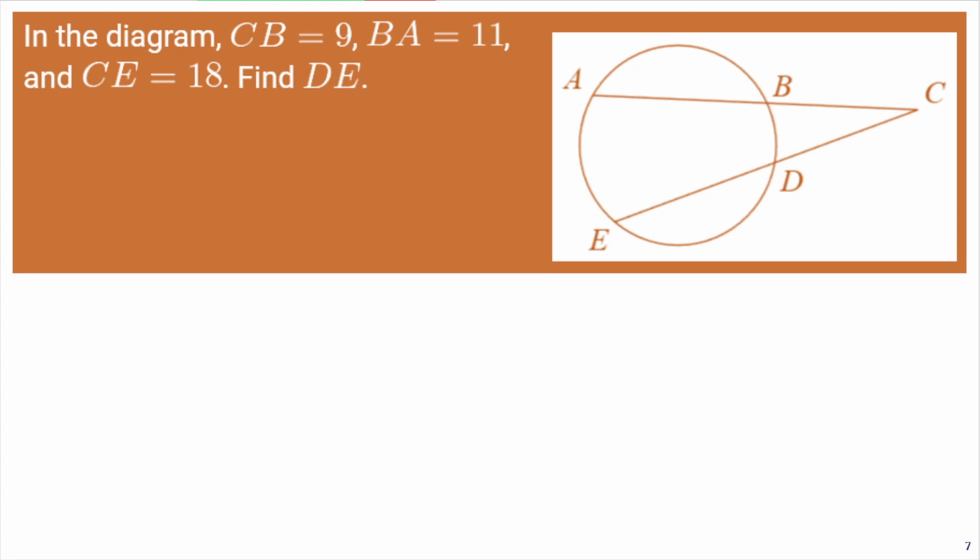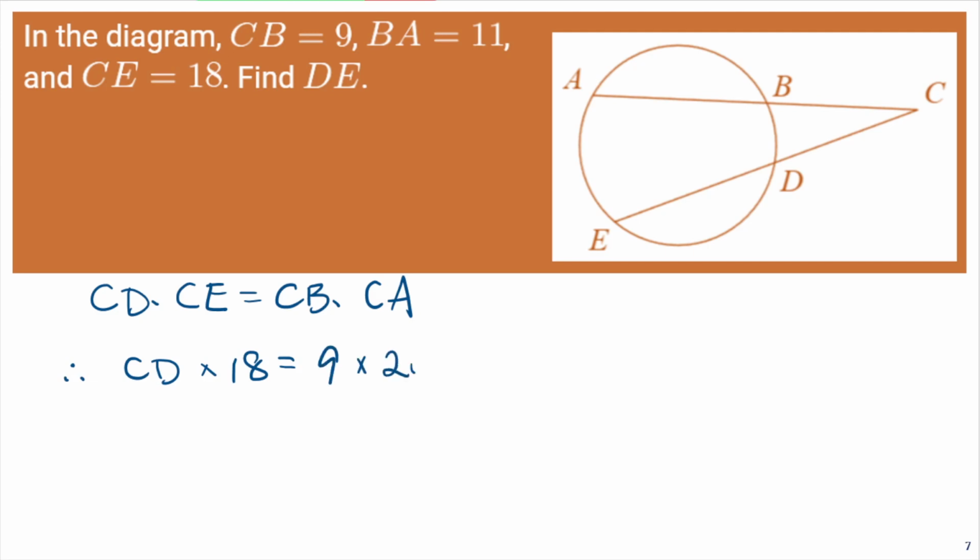Alright, have you finished? Let's have a look at the solution together. So we have two intersecting secants. So we apply power of a point, which gives us CD times CE equals CB times CA, right? Therefore, we have CD times 18 equals 9 times 20. Therefore, we have CD equals 10 and DE equals CE minus CD, which equals 8. Any questions?